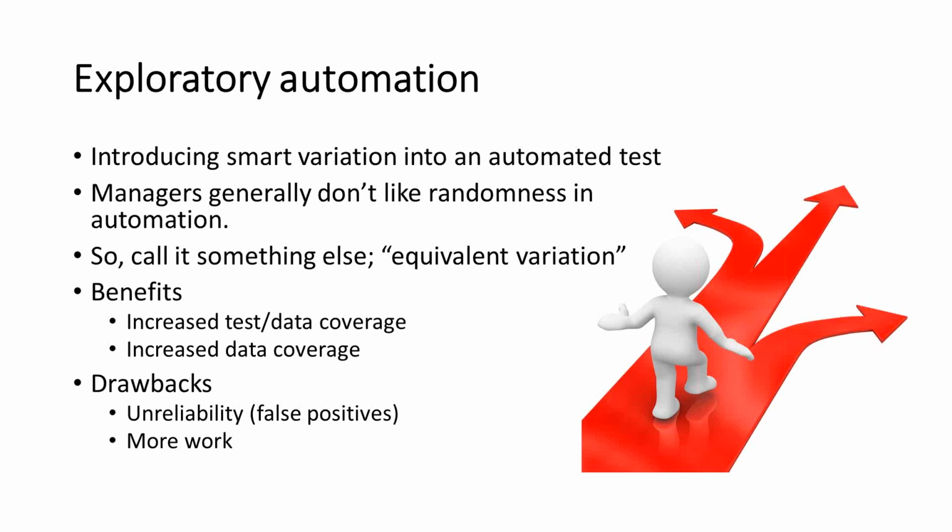So there are different ways that we can introduce variation into our automated test, and now every time our test is running, that test will give us different information, but it's the same information, and I'll show you what I mean in a minute. One of the downsides to this is that managers don't like randomness in automation. If you say that I'm using random strings or random numbers, managers don't like to hear that word randomness.